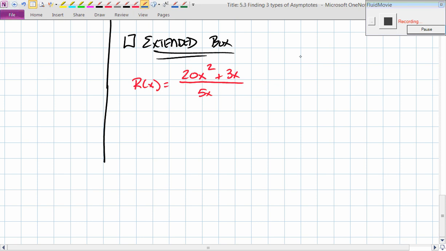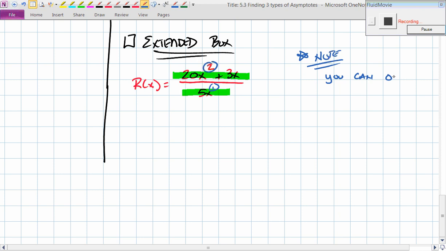I'm going to make a little special note over here. What is the degree of p of x, the one on top? 2. That's a degree equal to 2. What is the degree of q of x on the bottom here? 1. This is a degree of 1. We already know the degree on top is larger than the degree on the bottom, but by how much? What's the difference between the degrees? 1. There you go. So that's the note.